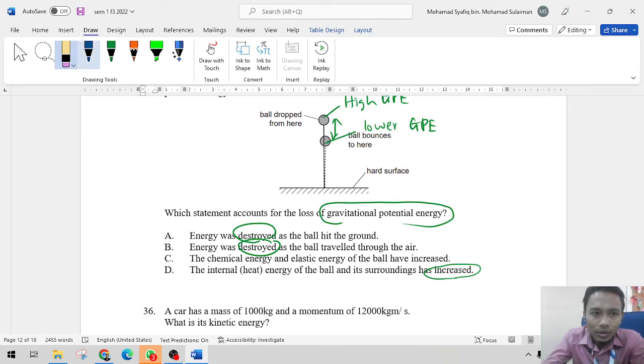Increase means it change. So the answer is internal. Okay, so over here we have friction. So heat.